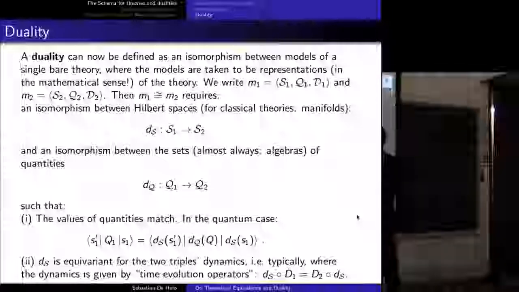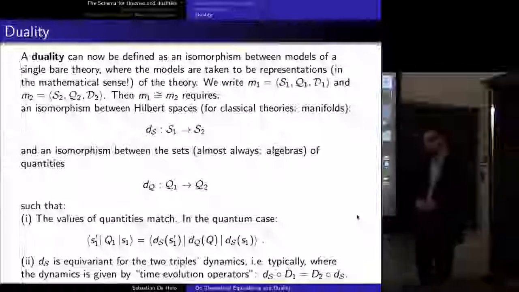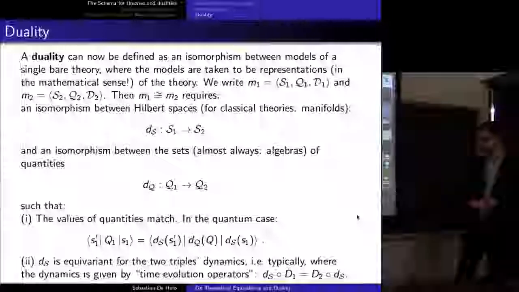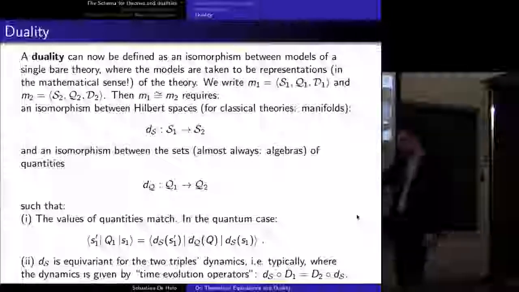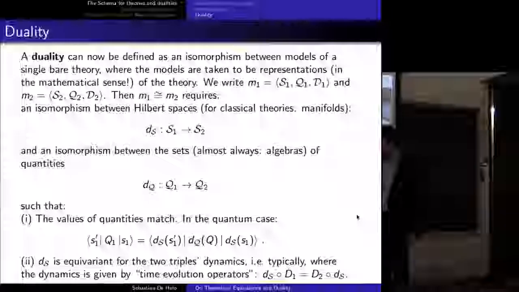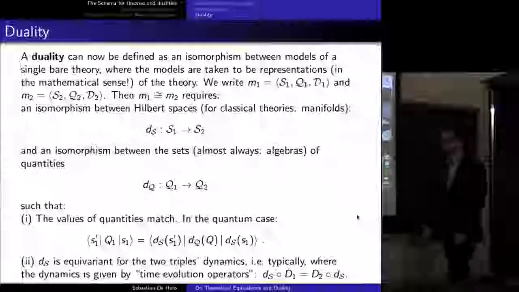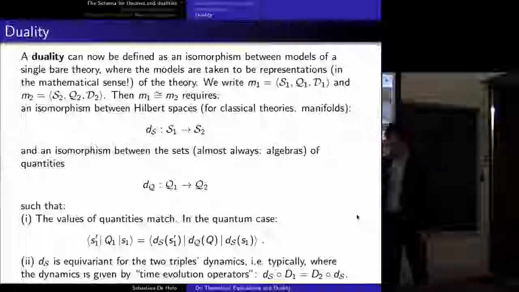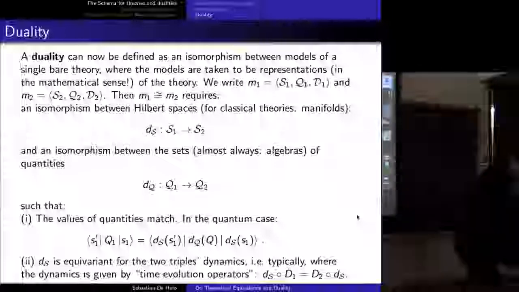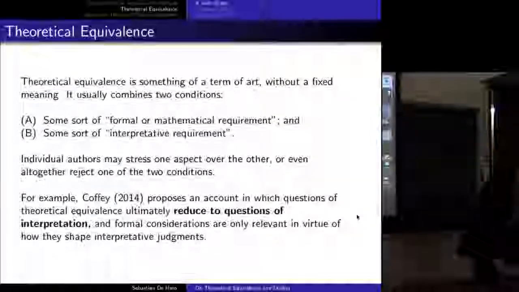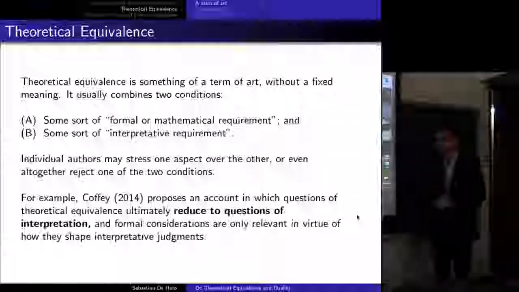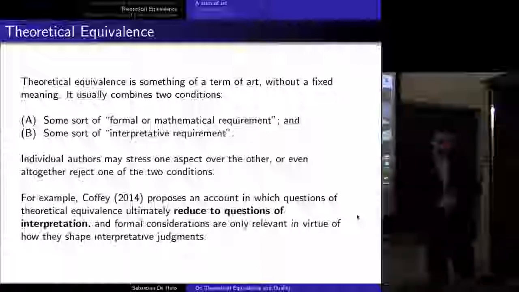And in addition, the duality map should be equivalent for the two triples' dynamics. So typically where dynamics is given by, say, an evolution operator, there is an equivalence condition like this. Okay, so a duality is basically an isomorphism between the state spaces and between the set of quantities such that the dynamics is preserved. So it's a formal notion.